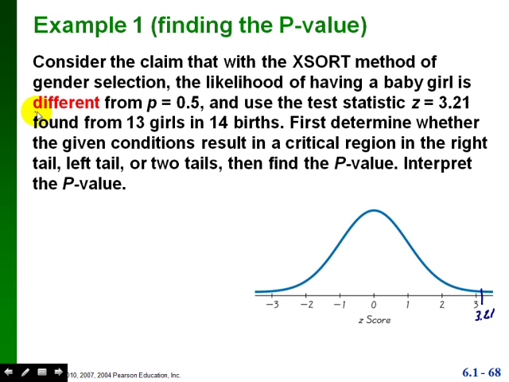And in this case, this problem is just a little bit different because the claim is that the likelihood of having a baby girl is different from p equals 0.5. That means that our null hypothesis is that p equals 0.5. Our alternative hypothesis is that p is not equal to 0.5. Different always tells you to use not equal to. So this means that we have a two-tailed test.